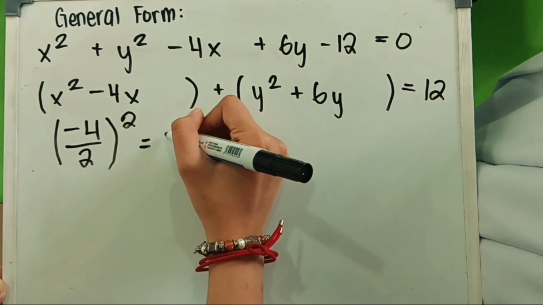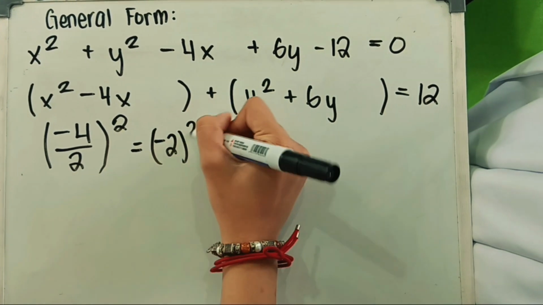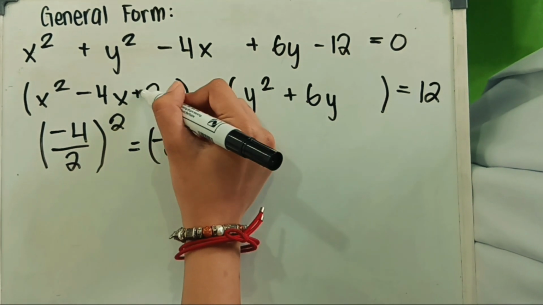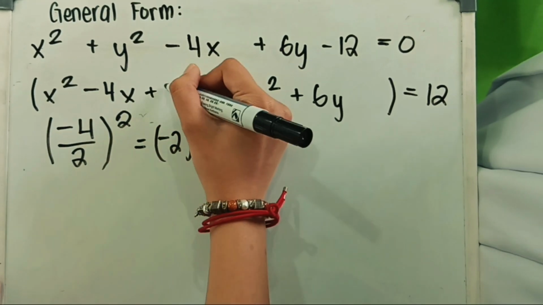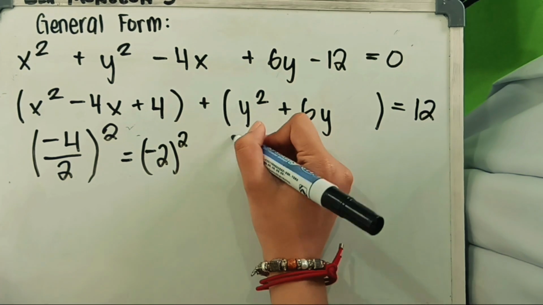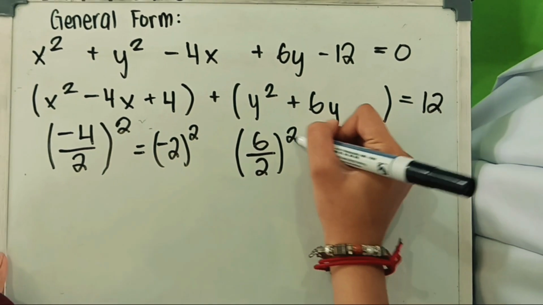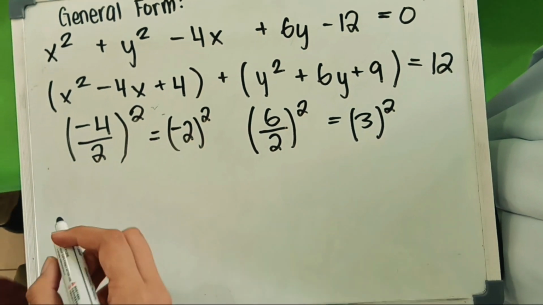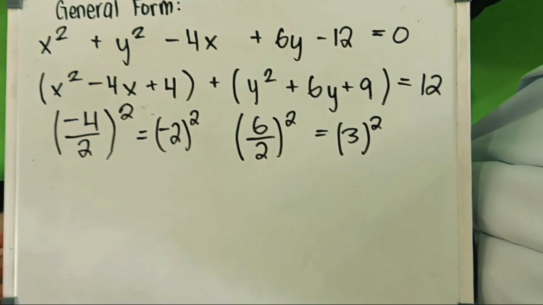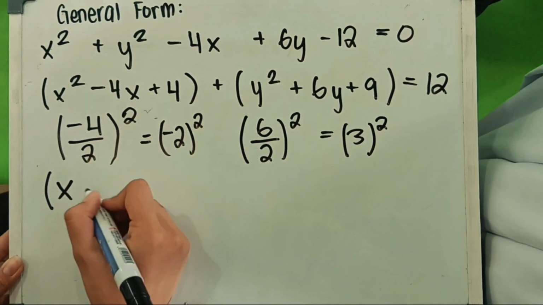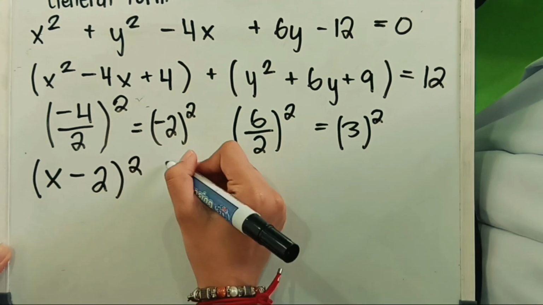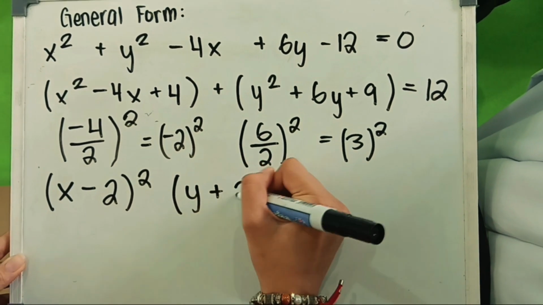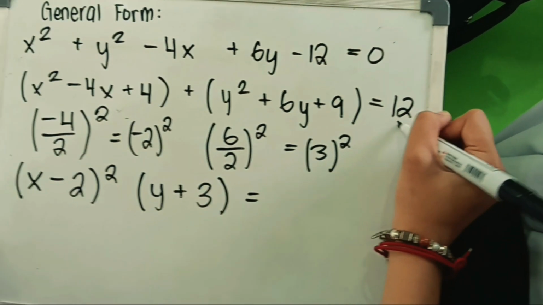For the y term, do the same. 6 over 2 squared is equal to 3 squared is equal to 9. Now, add these values to their respective groups on the left side and to the constant on the right side. X squared minus 4x plus 4 plus y squared plus 6y plus 9 is equal to 12 plus 4 plus 9. Then, factor the perfect square trinomials. X minus 2 squared plus y plus 3 squared is equal to 25. The standard form of the equation of a circle.